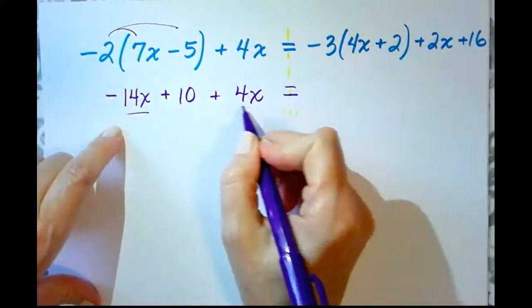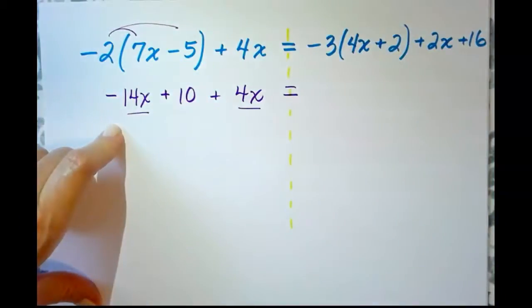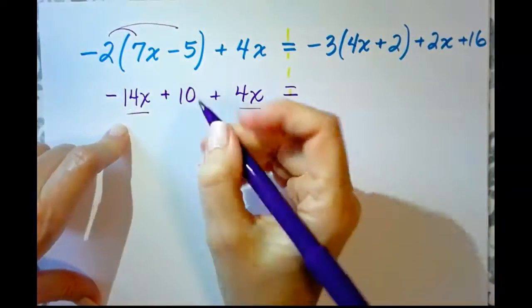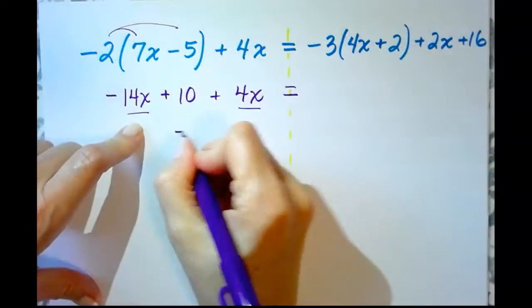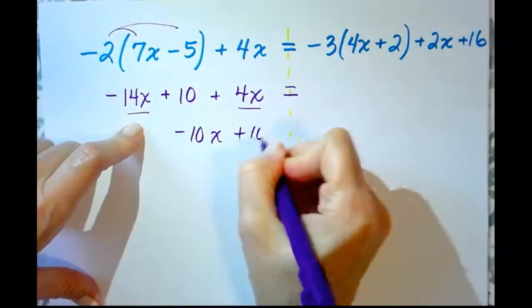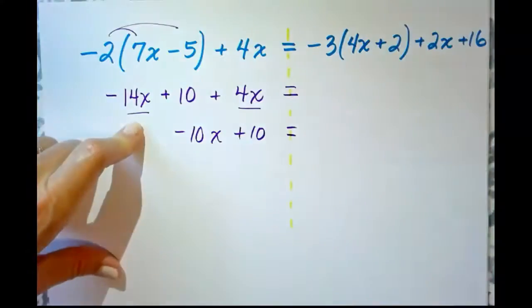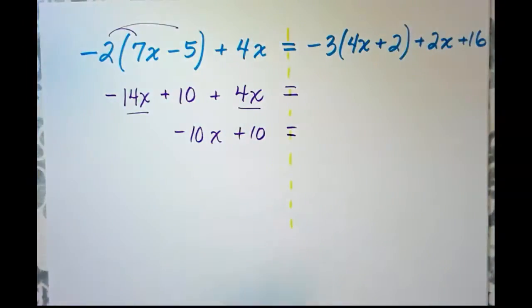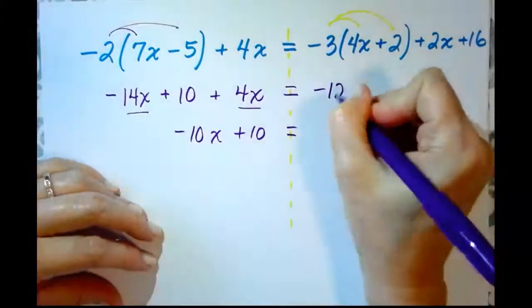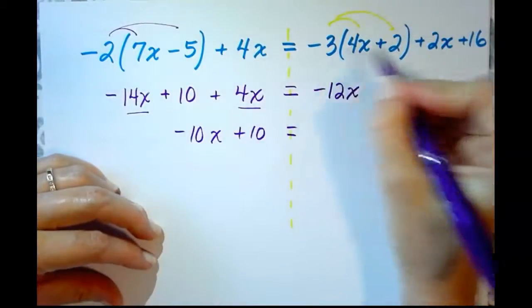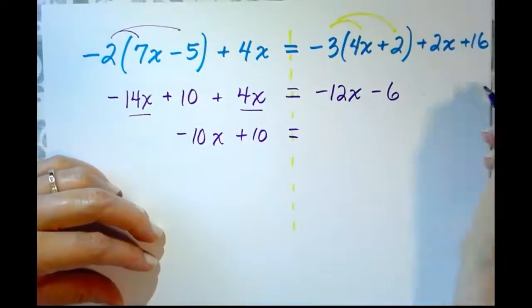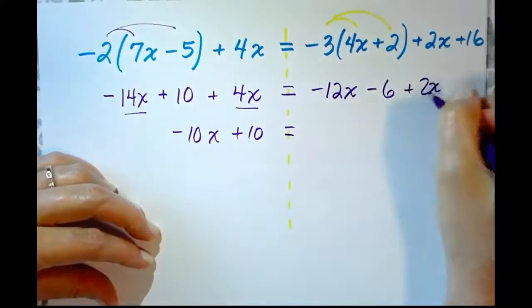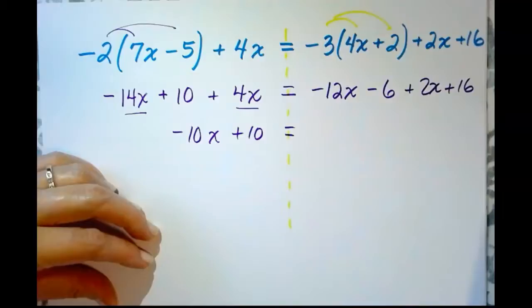Negative 14 and positive 4 are like terms. We can combine them. Negative 14 plus 4 is negative 10x plus 10. So we've got our left-hand side completely tidied up. We're moving to the right-hand side. Again, we need to use the distributive property. So negative 3 times 4x is negative 12x. Negative 3 times 2 is negative 6 plus 2x plus 16.